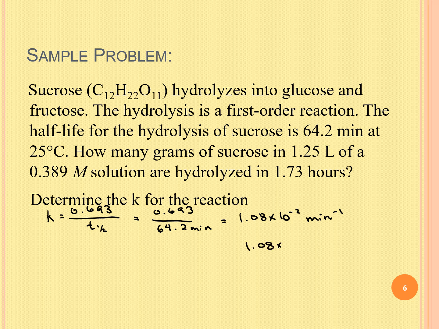Another way of writing that is this. Remember that K needs to have units of 1 over time for a first-order reaction. All right, so that checks out. Let's continue this problem on the next slide.